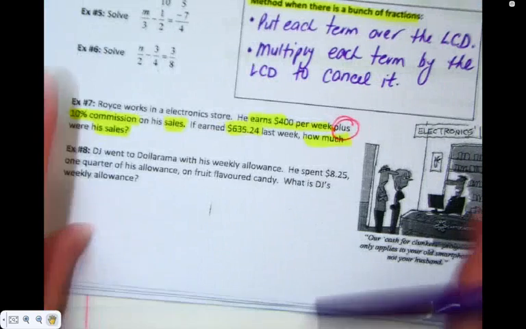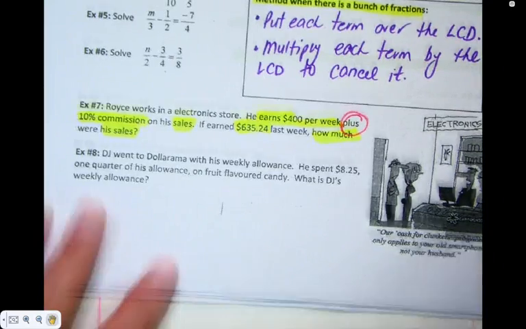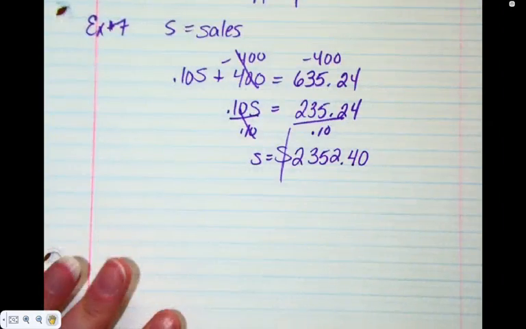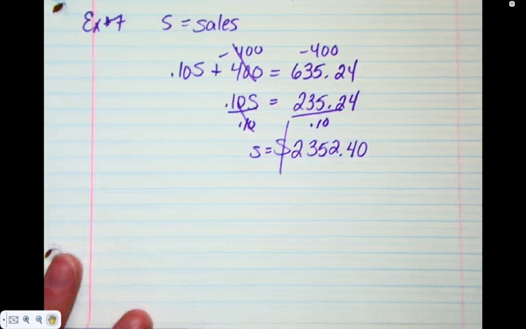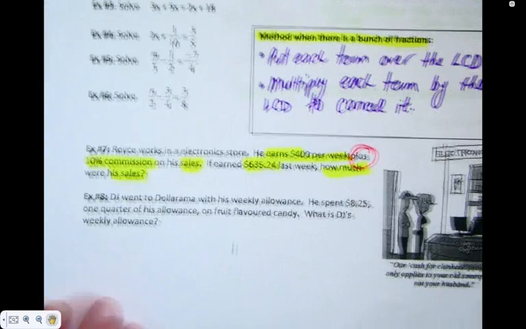Last one for today, just read it. $2,352.40. I hope he's not selling cars or he's not really a good car salesman. Oh, he's electronic, so it doesn't matter.